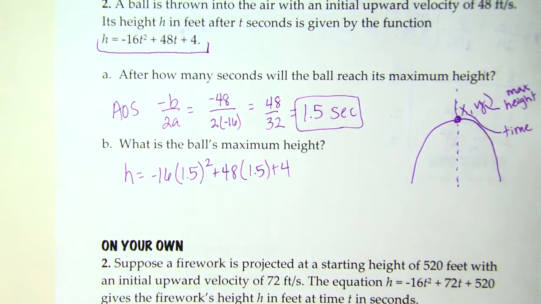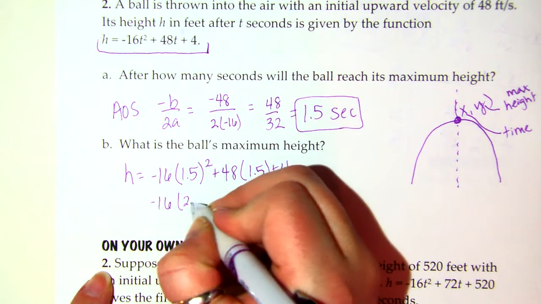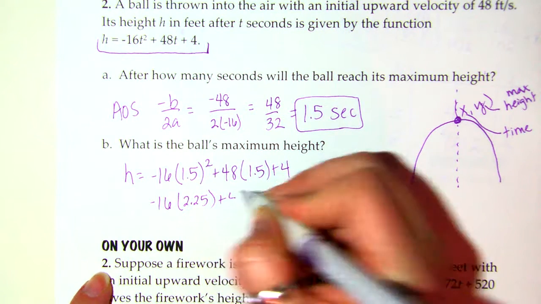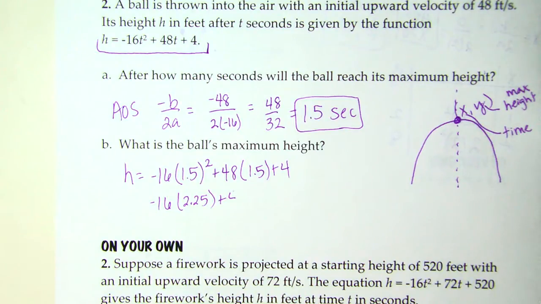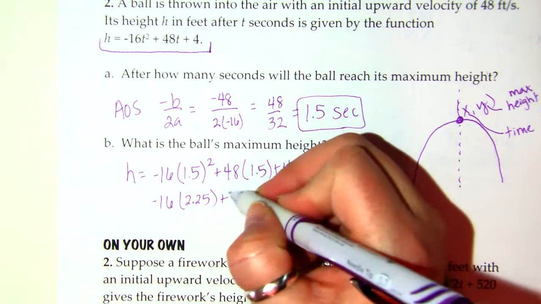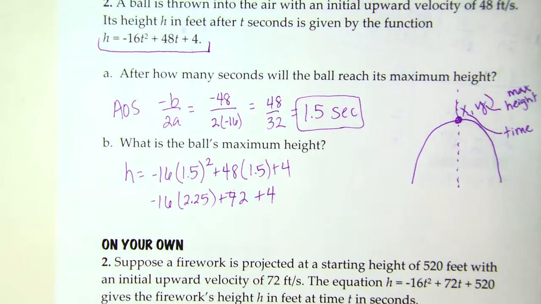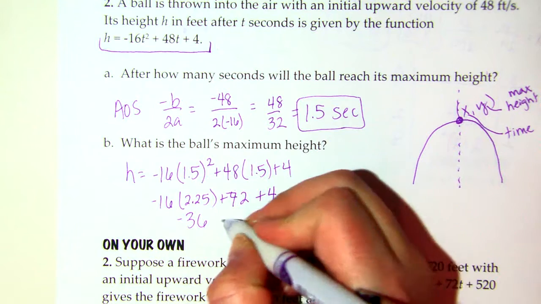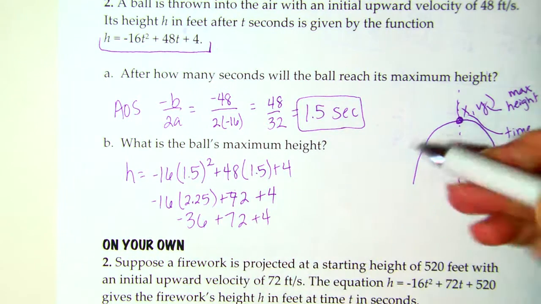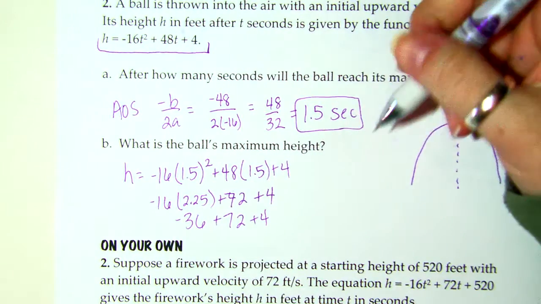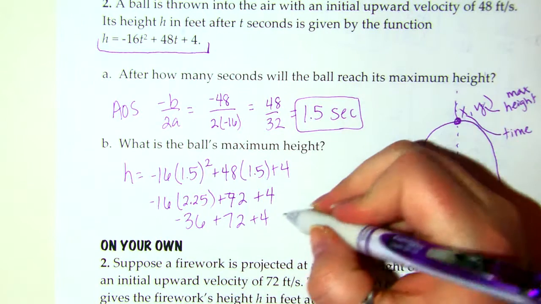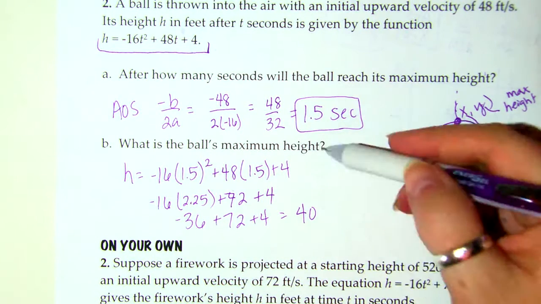Okay, I'm going to need a calculator for this. So 1.5 squared is 2.25 plus 48 times 1.5 is 72 plus 4. So negative 16 times 2.25 is negative 36 plus 72 plus 4. So negative 36 plus 72 is 36 plus 4 is 40. So what is the height? So that'd be 40 feet.